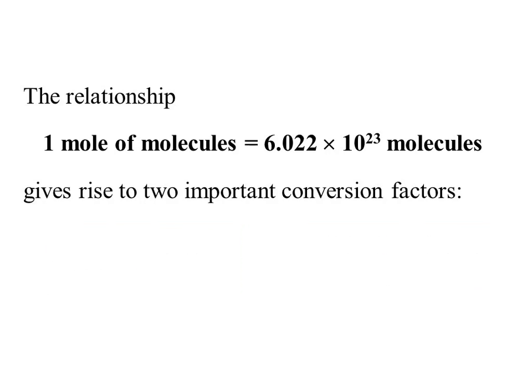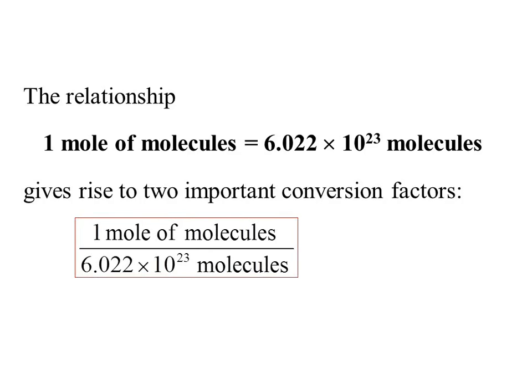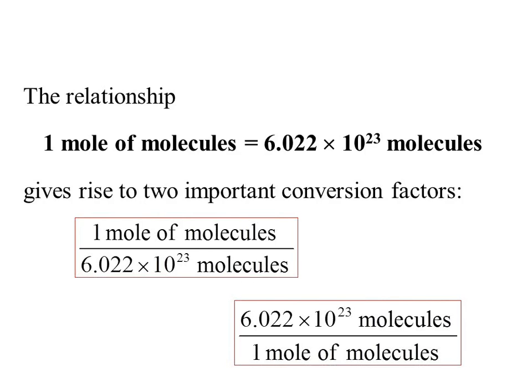But like I said, now we've switched gears to compounds from elements or atoms. So now we're going to talk about a mole of molecules is equal to 6.022 times 10 to the 23rd molecules. Any equality like that we can make into 2 conversion factors, and they're like this. 1 mole of molecules over 6.022 times 10 to the 23rd molecules, and 6.022 times 10 to the 23rd molecules over 1 mole of molecules. Same thing.